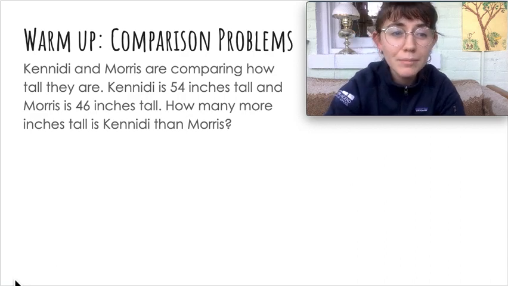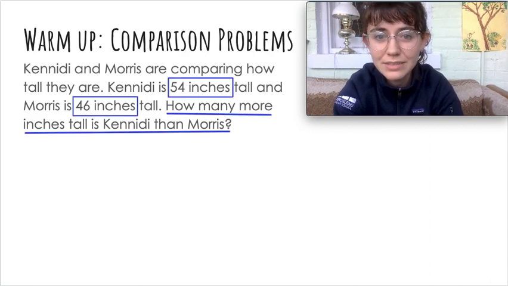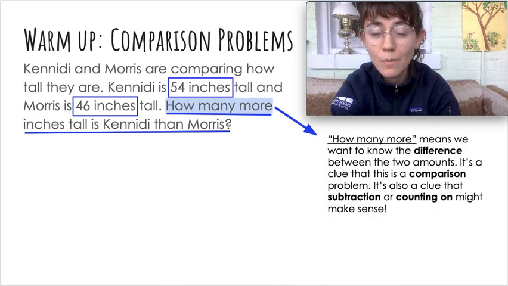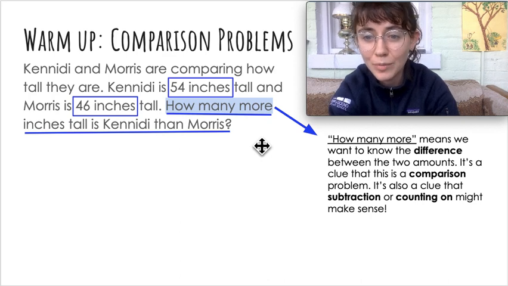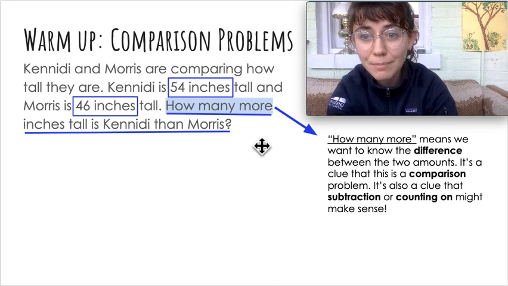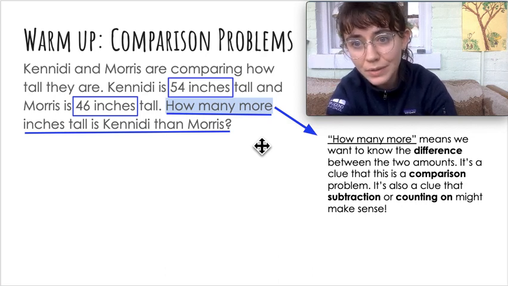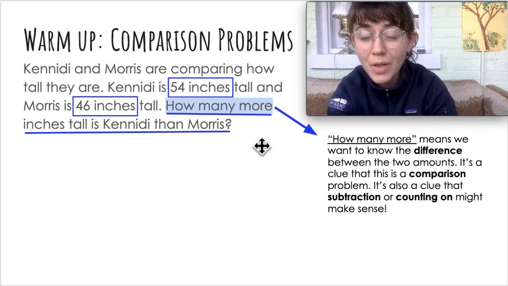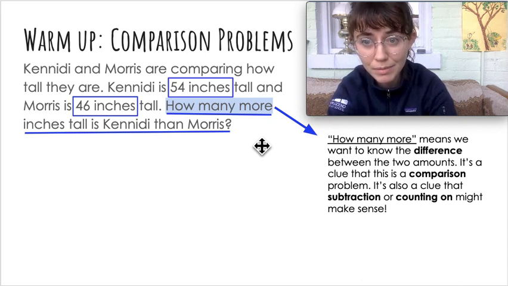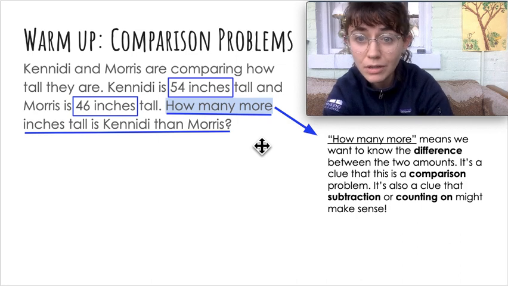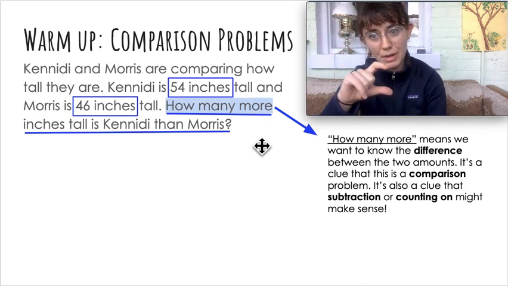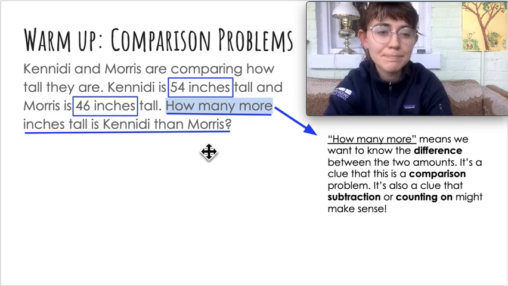How many more means that we are finding the difference. So I put boxes around my key information, I underlined my question, but I wanted to explain that how many more means we want to know the difference between two amounts. It's a clue that what we're doing is called a comparison problem. It's also a clue that subtraction or a strategy like counting on might make sense for solving our problem because we're not finding the total, we're finding out the difference between a bigger amount and a smaller amount. That's what comparing means.